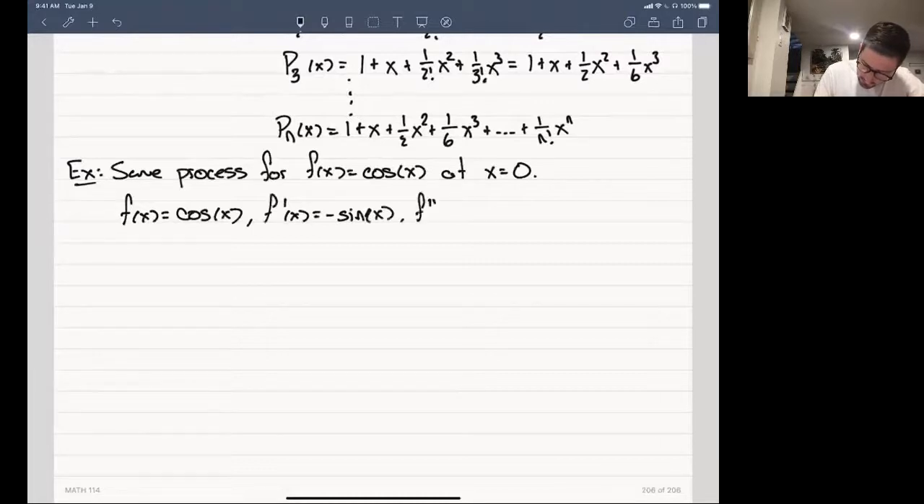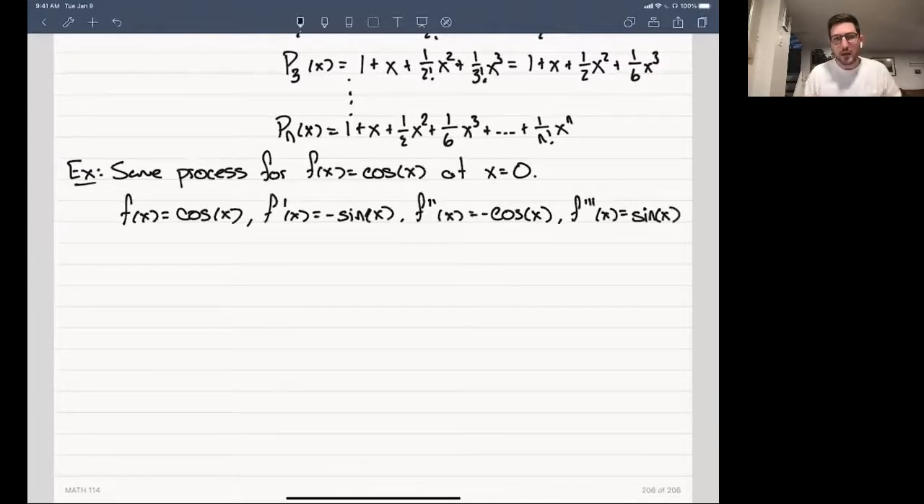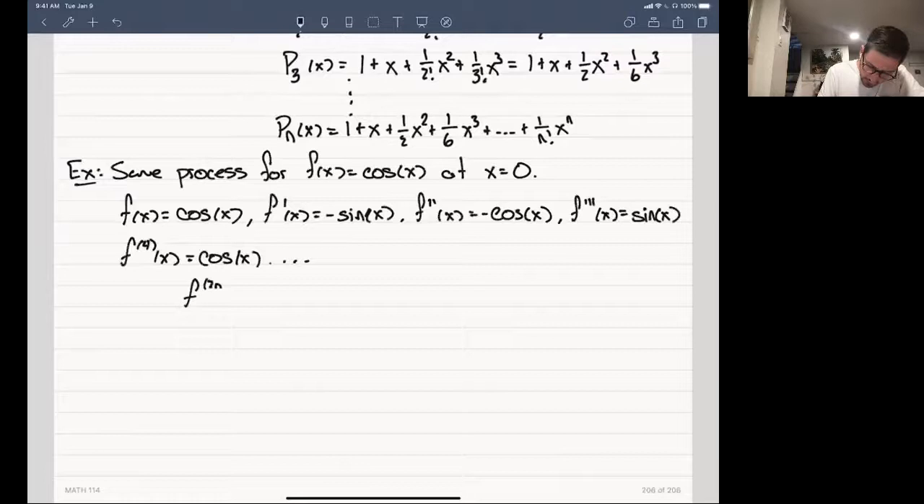And f double prime of x is equal to minus cos of x. And f triple prime of x is equal to sine x. And this thing will repeat itself, right? So eventually I get back to where I started. And so it's cyclic. And in general, I can say that if I take an even derivative of this thing, this is just plus or minus cos of x. Okay, so minus 1 cos of x.